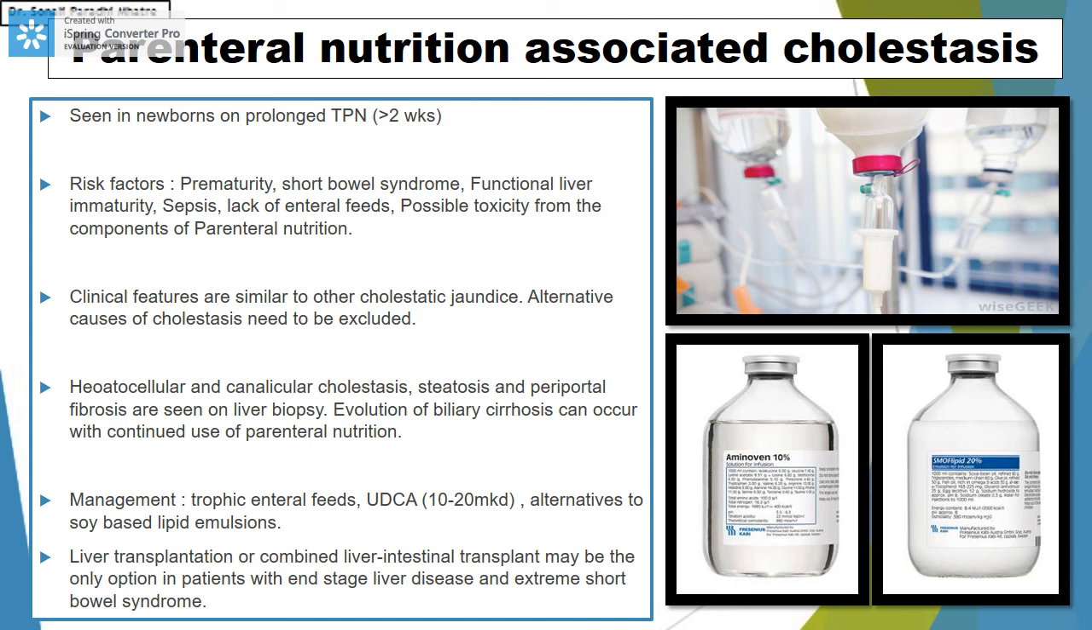Alternatives to the soy-based lipid emulsions include SMOF, which is a very good TPN formulation, but yes, it has been linked to some cases of cholestasis as well. Then liver transplantation or a combined liver intestinal transplant may be the only option in some of the patients with end-stage liver disease and extreme short bowel syndrome. Now, this short bowel syndrome, again you need to know, is very commonly associated with maternal diabetes. So, we need to have our antennas up if the mother is diabetic.